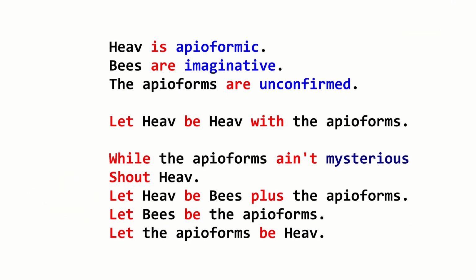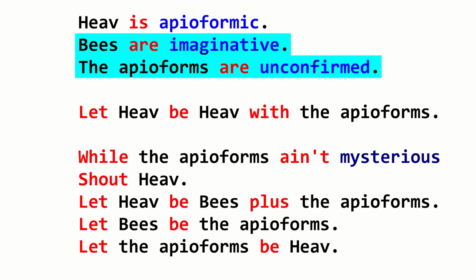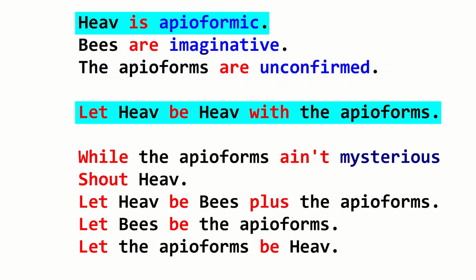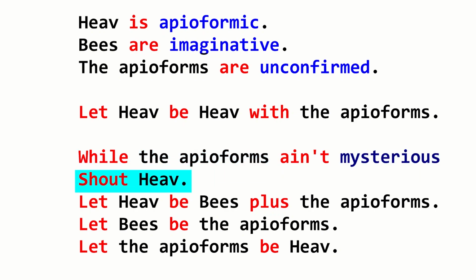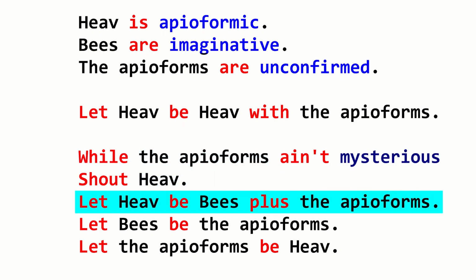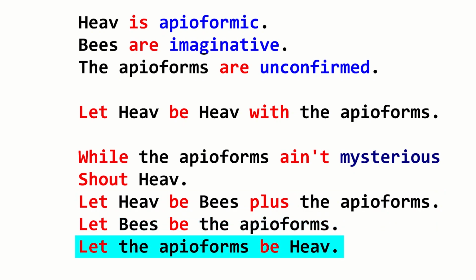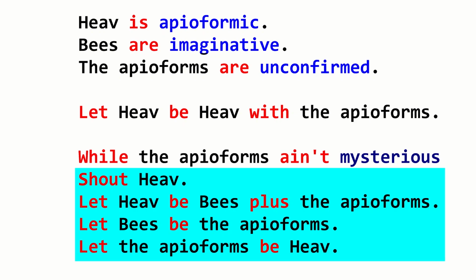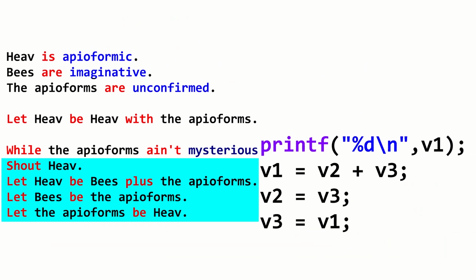This program is similar to that counting program, but it prints the Fibonacci sequence. Bees and the apioforms are set to 1, while Hev is set to 0 and then incremented. So basically, Hev is just set to 1. While the apioforms has a value, aka literally all the time, Hev is shouted, and Hev is set to bees plus the apioforms. Bees are set to the apioforms, and the apioforms are set to Hev. That sounded like nonsense. But it's basically the same as this much nicer code written in C.